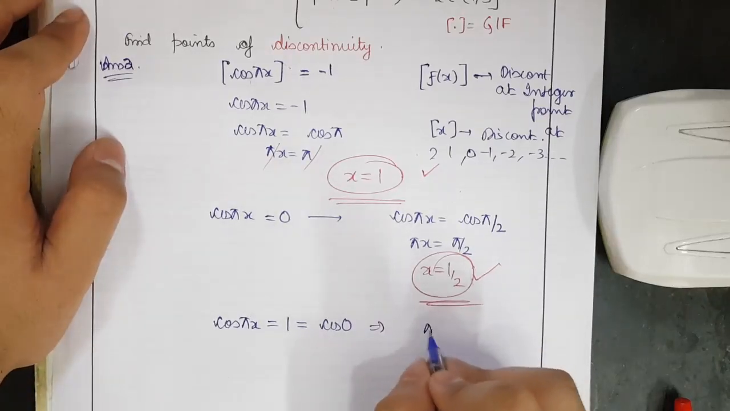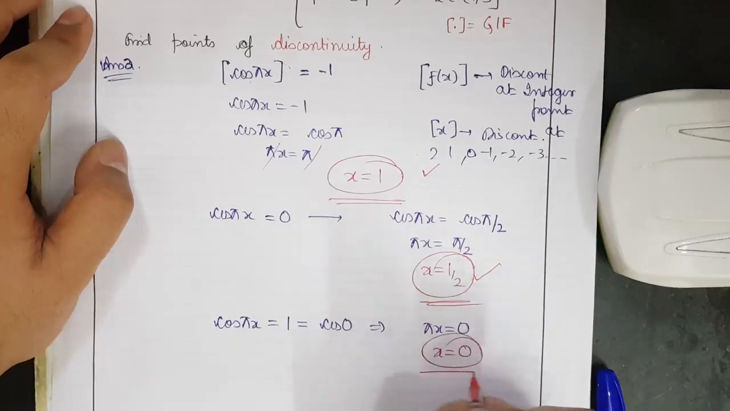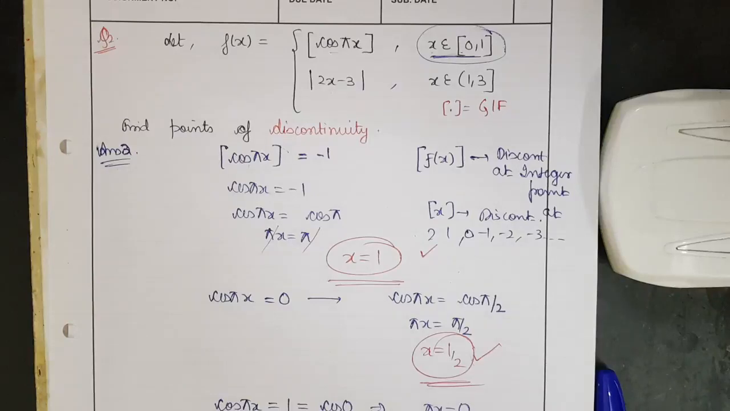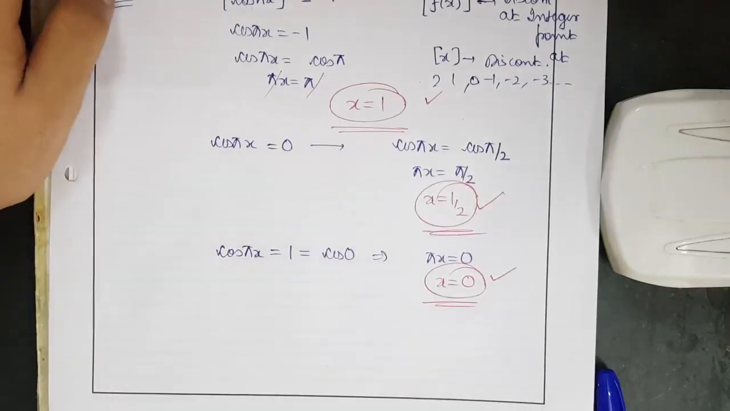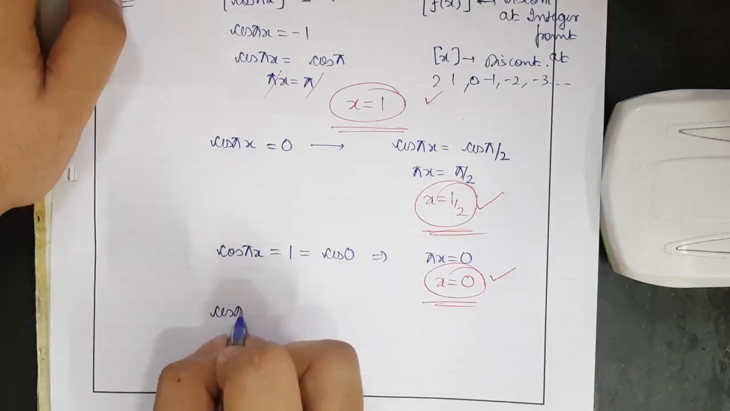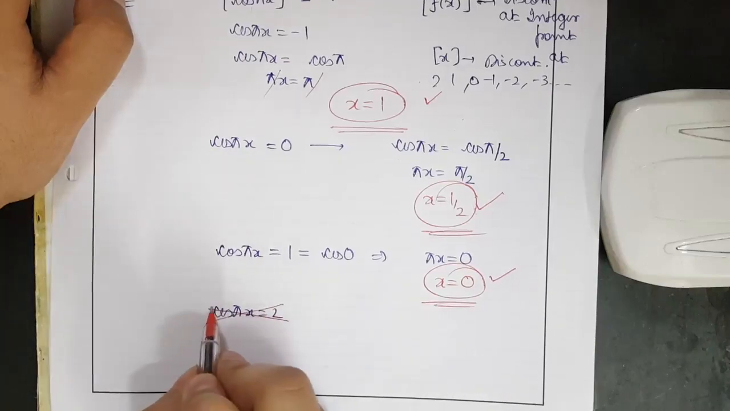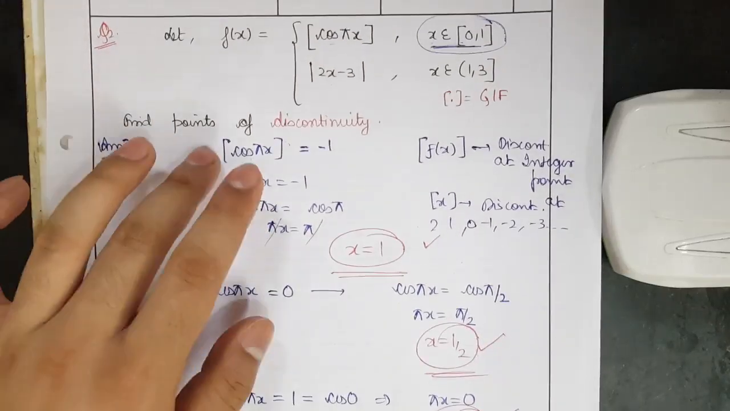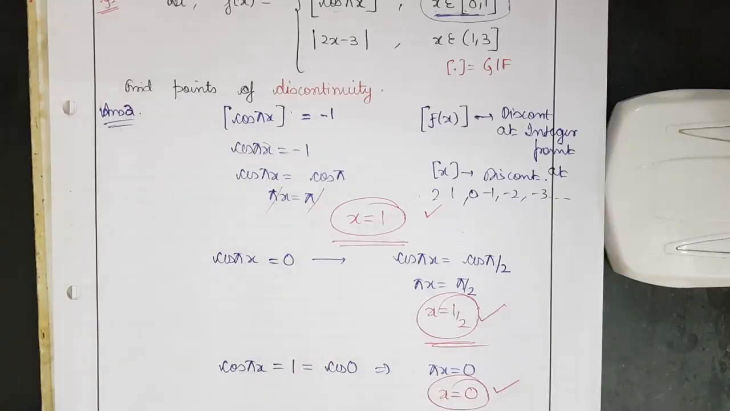So from here we have pi x is equal to 0, and in turn we get x is equal to 0, which once again lies in the range, the domain that is given to us. Now if you want to take cos pi x is equal to 2, is that possible? That is not possible because the range of the function is only from -1 to 1, so that I've taken into consideration already here. So till now we have got 3 points of discontinuity for this function: 0, 1 and 1 by 2.